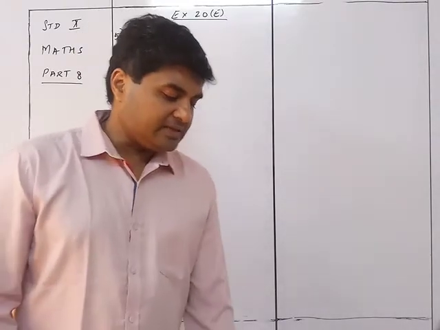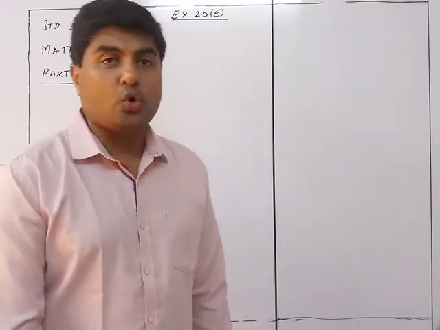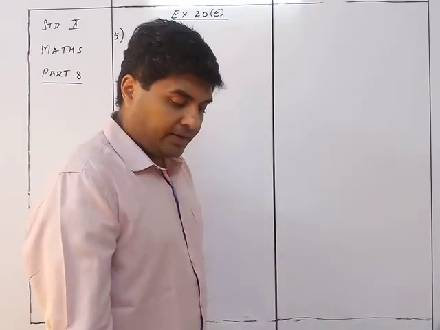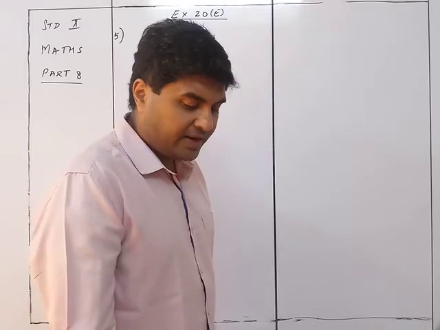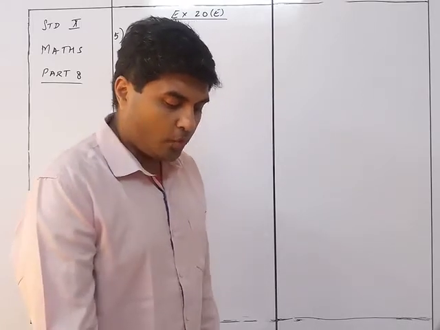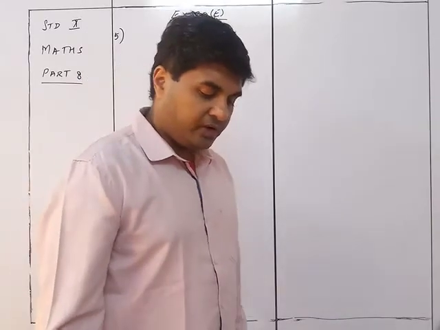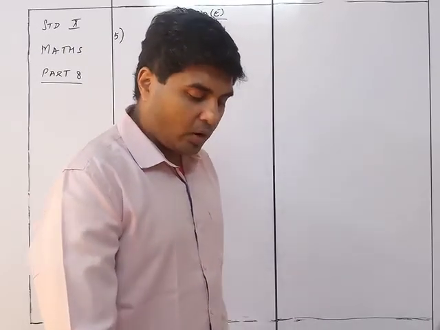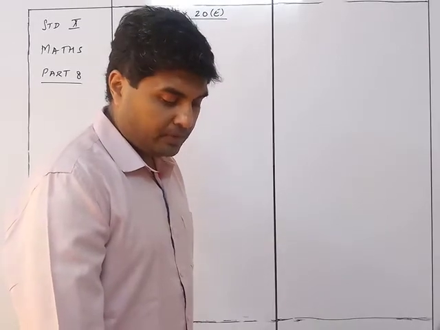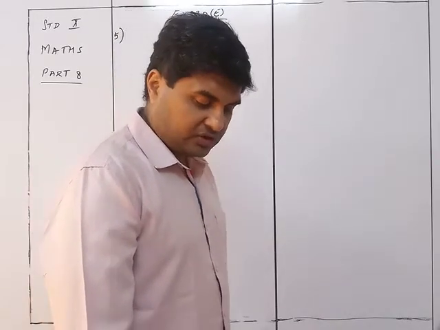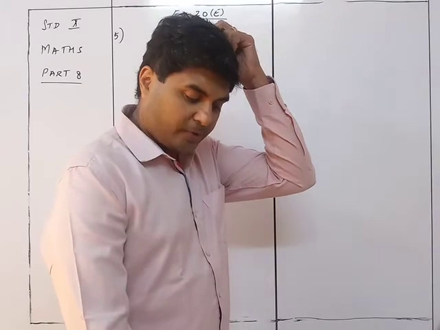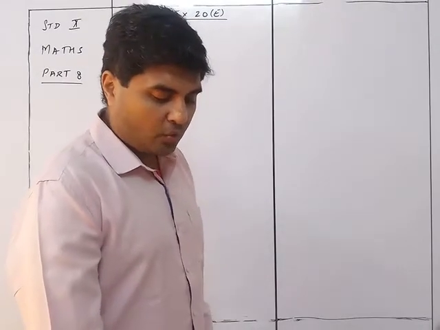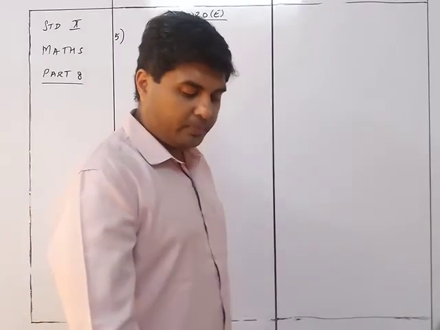A vessel is in the form of an inverted cone. Its height is 8 centimeters and the radius of its top, which is open, is 5 centimeters. It is filled with water up to its rim. When lead shots, each of which is a sphere of radius 0.5 centimeters, are dropped into the vessel, 1/4 of the water overflows. Find the number of lead shots dropped in the vessel.